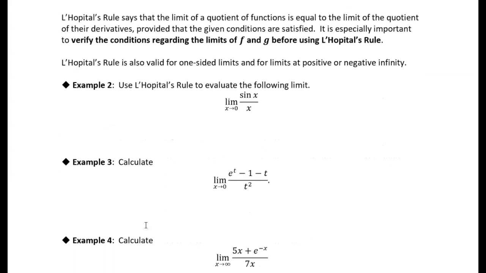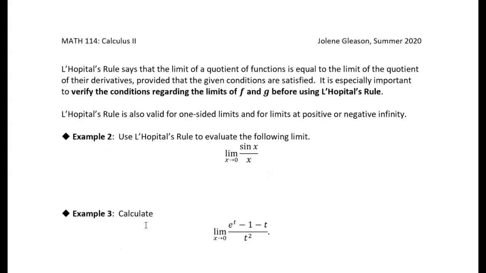So that's what this first paragraph says here. You have to verify those conditions, that you have an indeterminate form. One indeterminate form is 0 over 0. The other indeterminate form is plus or minus infinity over plus or minus infinity. So you have to check that you have an indeterminate form, and then you can apply L'Hopital's rule.